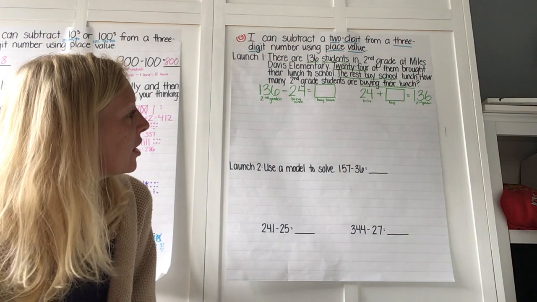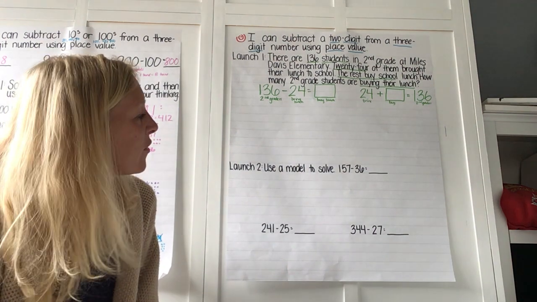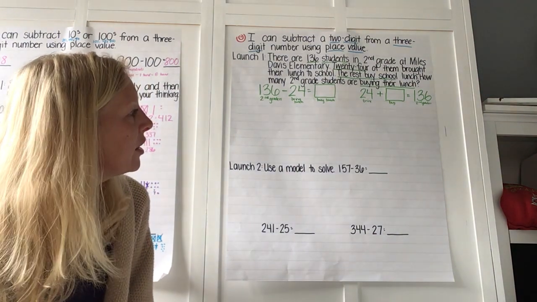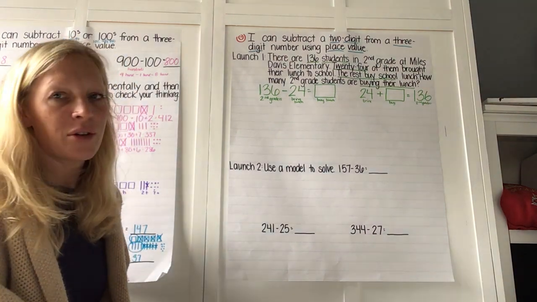So when you started, where did you start? You started on that 24. And so what jumps did you make? You made a big jump of 100. Why 100? Okay, because you're trying to get to 136.